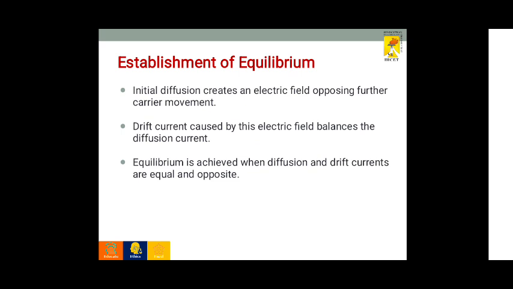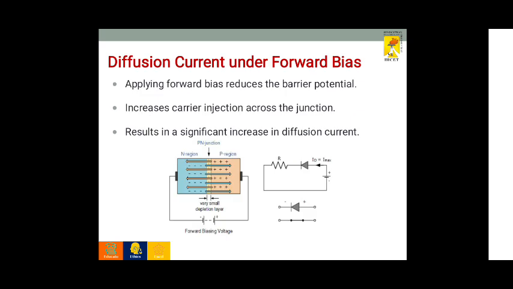Drift current is nothing but, if you apply an electric field, the free electrons drift from the N side to the P side. So diffusion current occurs without an applied electric field, while drift current occurs with the application of an electric field.